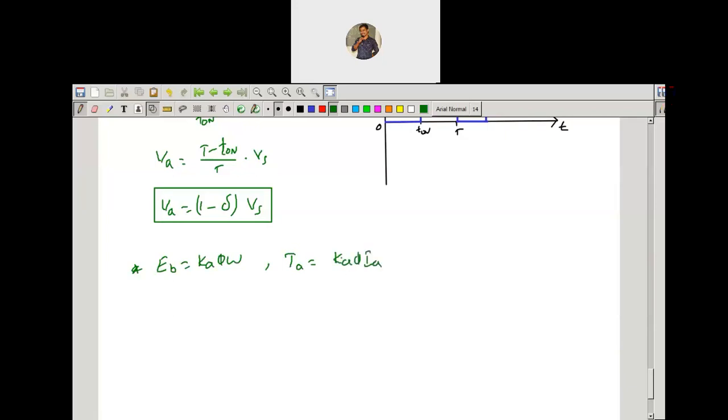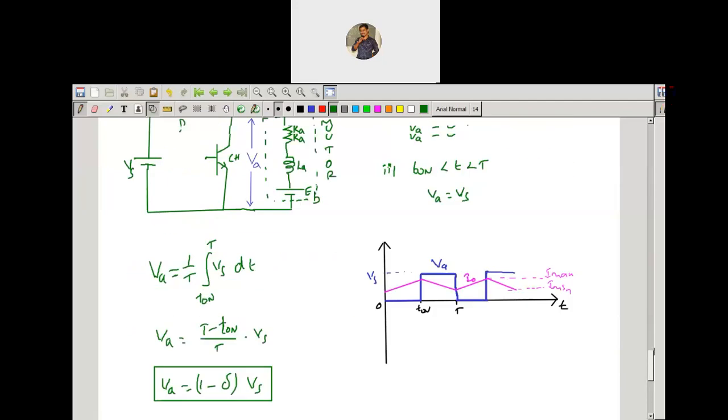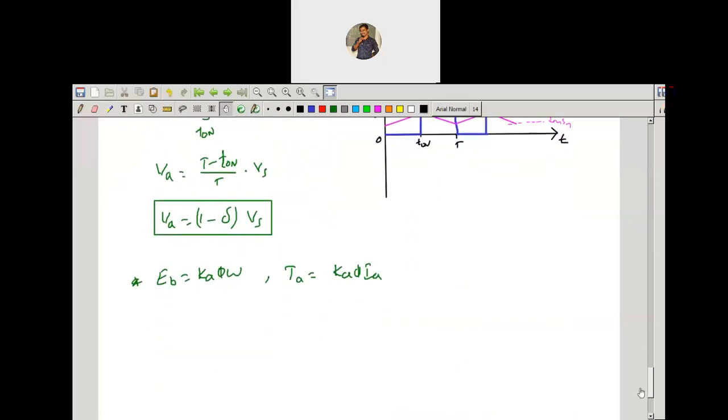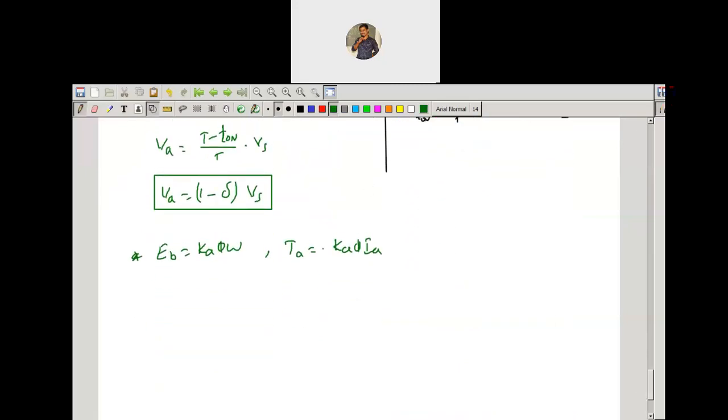Actually this is the equation, but you can observe here, we are taking the current direction reverse to the conventional current direction. You can observe this pink color, whatever. So this color is opposite to the conventional current. So the torque is going to be negative torque. Okay, and you can do this one.